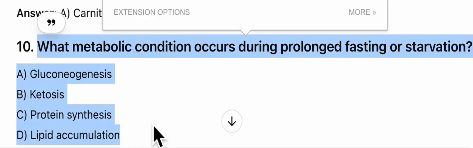What metabolic condition occurs during prolonged fasting or starvation? A. Gluconeogenesis. B. Ketosis. C. Protein synthesis. D. Lipid accumulation.